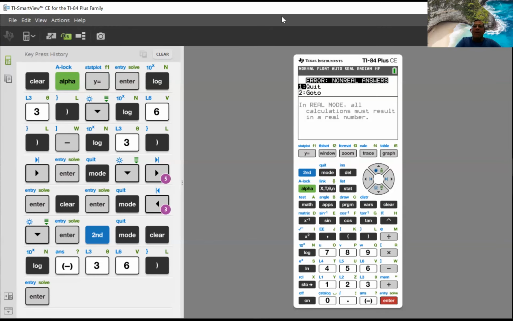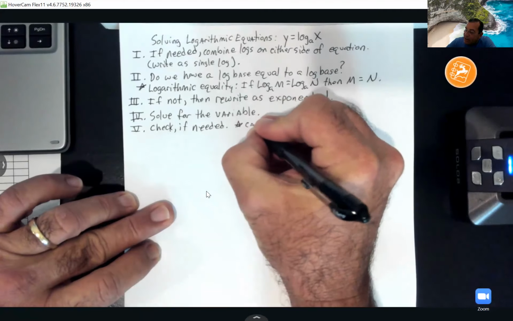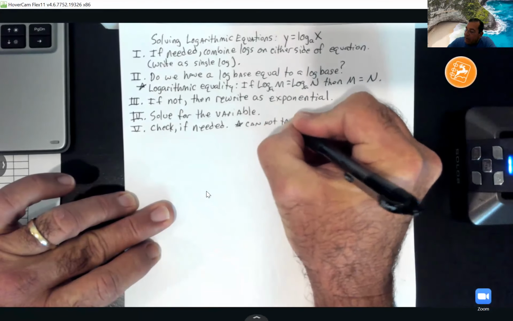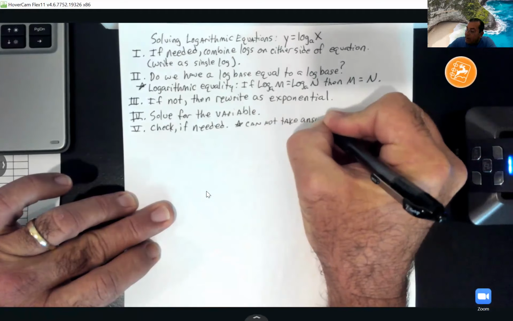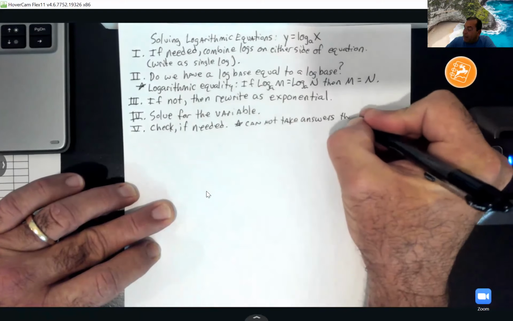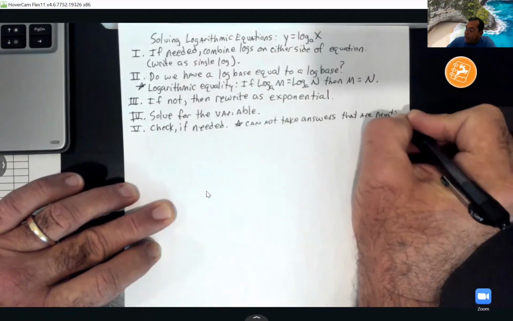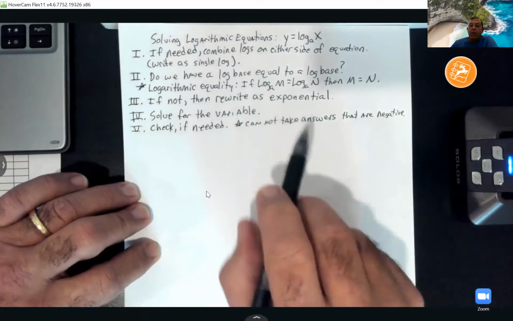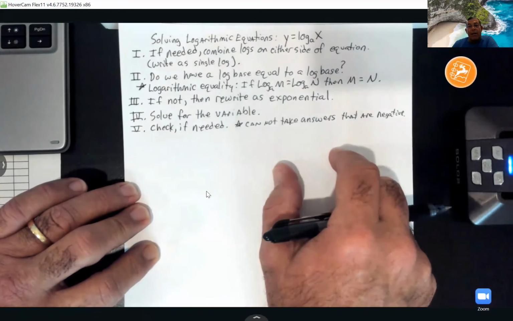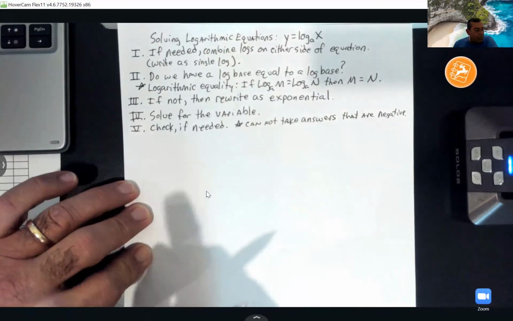So if we get negative answers on a log equation, we've got to throw those answers away. So we cannot take answers that are negative. So in the ones where this happens, you'll get one positive answer, one negative. Well, you're going to throw that negative answer away and only keep the positive answers, okay?